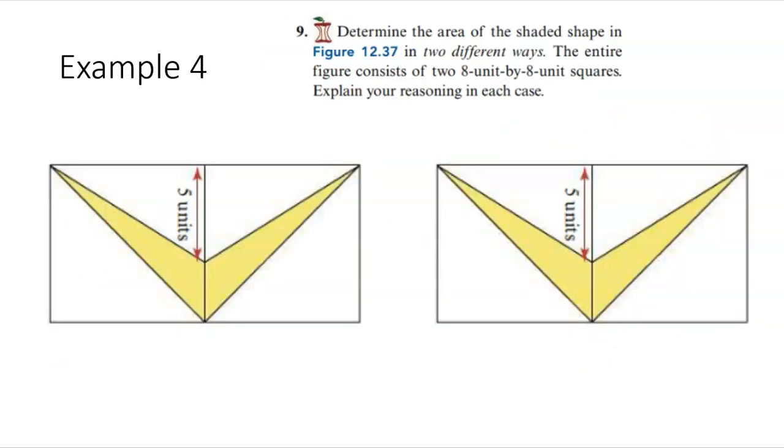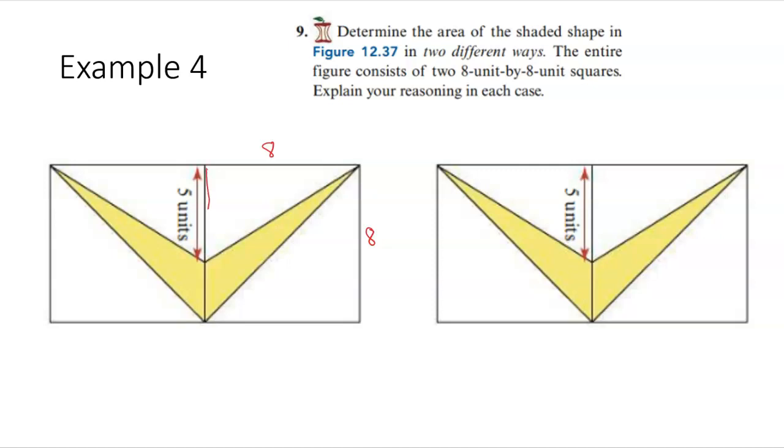Determine the area of the shaded shape in 2 different ways. The entire figure consists of 2 8-unit by 8-unit squares. All right, so let's look at this. What they're telling me here is that this is an 8-unit by 8-unit square, and the only reason why I have it twice is so I can write on 2 different ones.